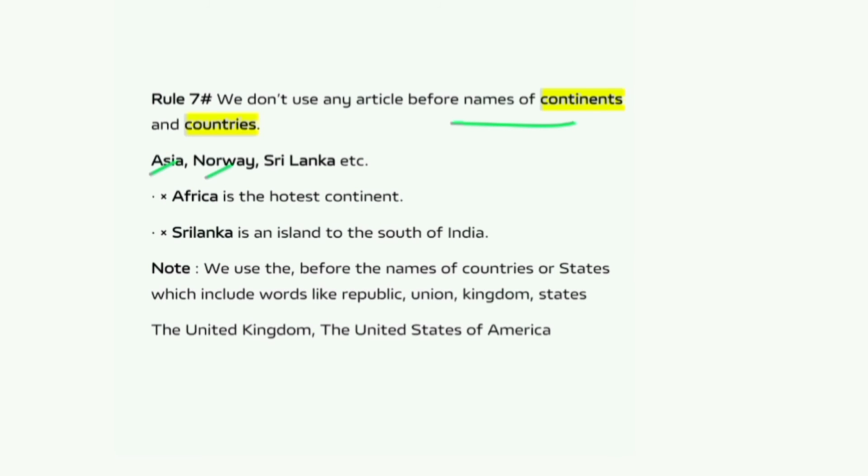And in the next rule, we don't use any article before the names of continents and countries. Example, Asia, Norway, Sri Lanka, and so on. Let's take a couple of examples. Africa is the hottest continent, and Sri Lanka is an island to the south of India. Note, we use the before the names of countries or states which include words like republic, union, kingdom, states. For example, the United Kingdom, the United States of America.